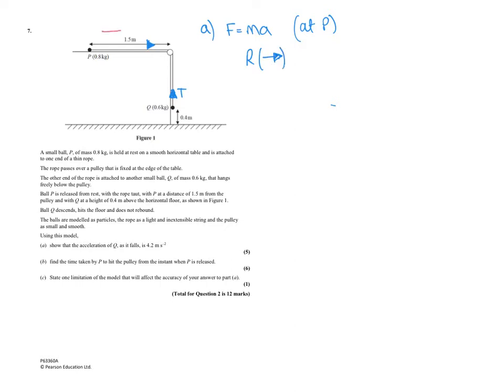So at P, if we resolve horizontally, the horizontal forces we've got are tension, that blue arrow to the right, tension pulling it right. We don't have any forces to the left, okay? The mass or the weight of the particle down is irrelevant because we're looking at the left-right motion. There's no friction, it's a smooth table. So just the tension is equal to the mass times the acceleration.